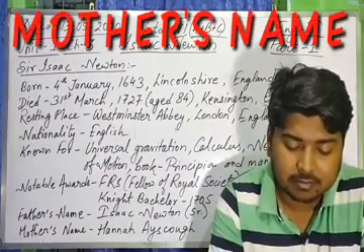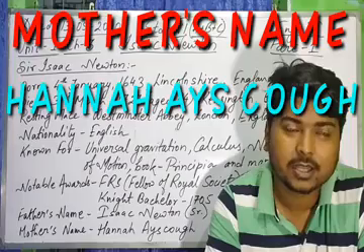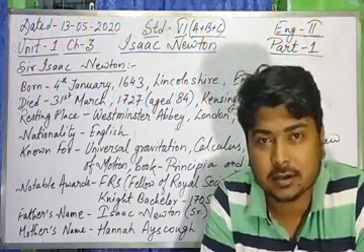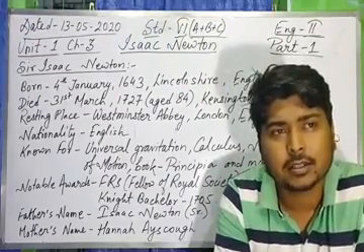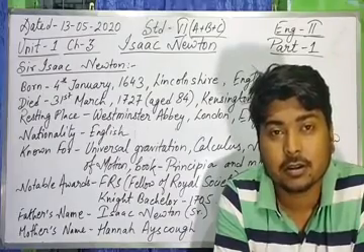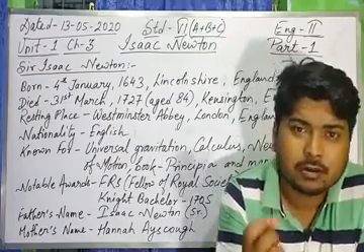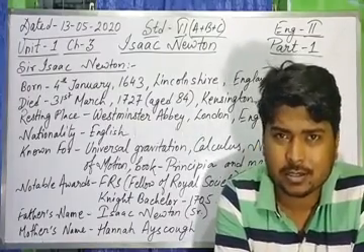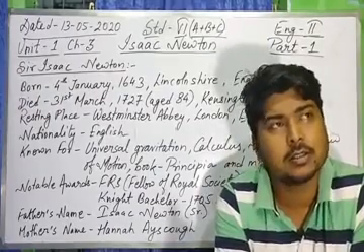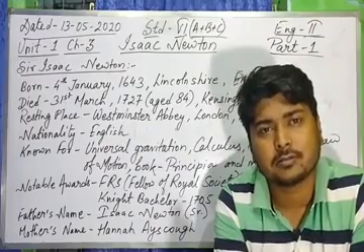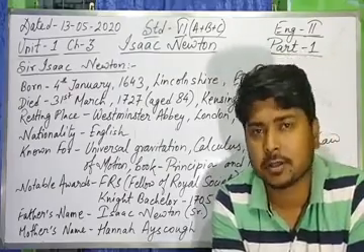And what was his mother's name? His mother's name was Hannah Ayscough. She was a good lady and she gave birth to Isaac Newton, sir. So she was a great lady also. Now, one piece of personal information I am giving you: they were not very rich at that time. They belonged to the common families, commoners, and they were actually farmers. Farming was the main occupation of his father and mother.